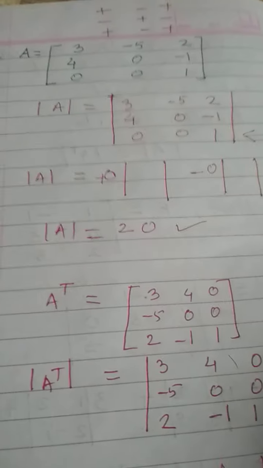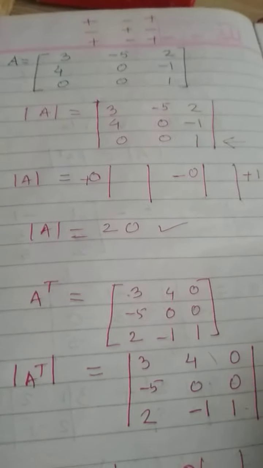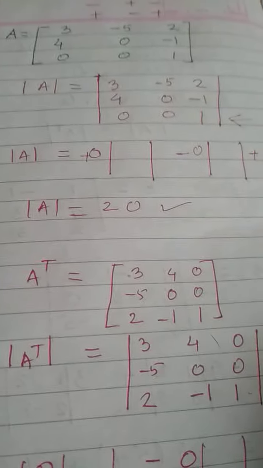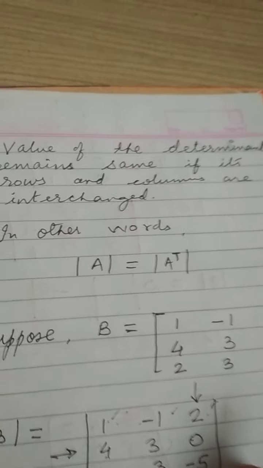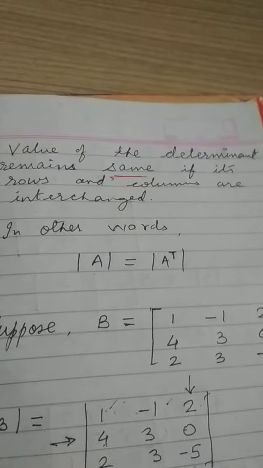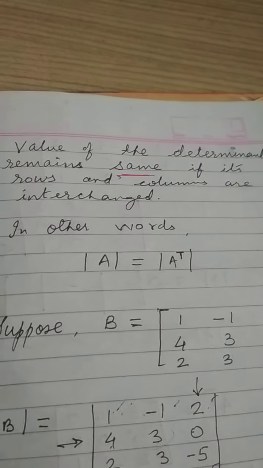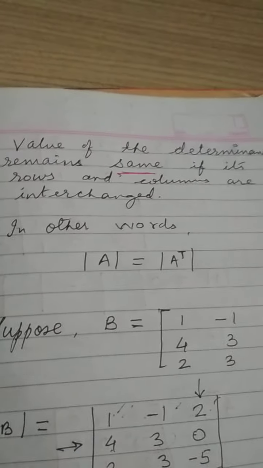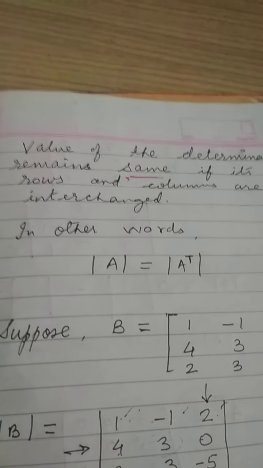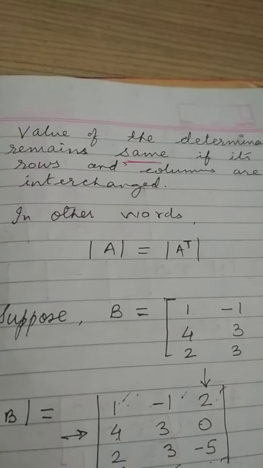This property is very important and very helpful in dealing with different kinds of proofs, problems and equations involving determinants. Once again I repeat that the value of the determinant remains unchanged if its rows and columns are interchanged. In other words, the value of the determinant of a matrix is the same as the value of the determinant of its transpose.